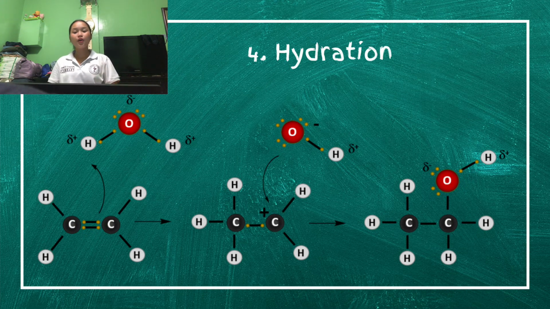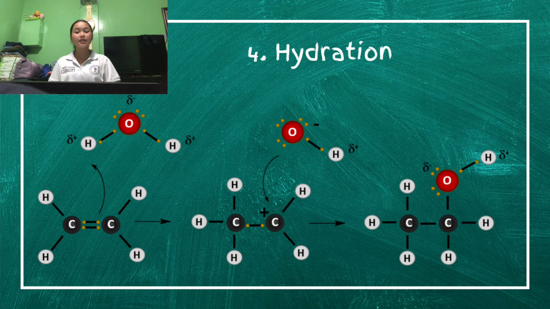In hydration, water or H2O is split into two components. The first one is H+, which means hydrogen ion. The second is OH-, which means hydroxyl group. These components are then added across the double bond of an alkene in the following steps.